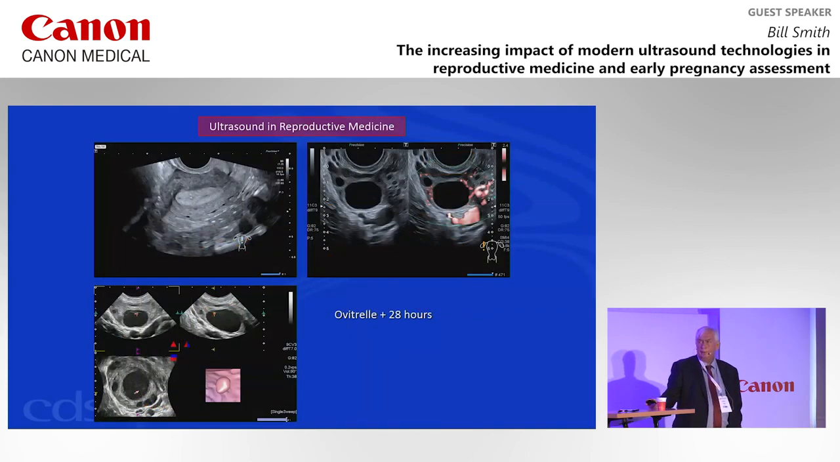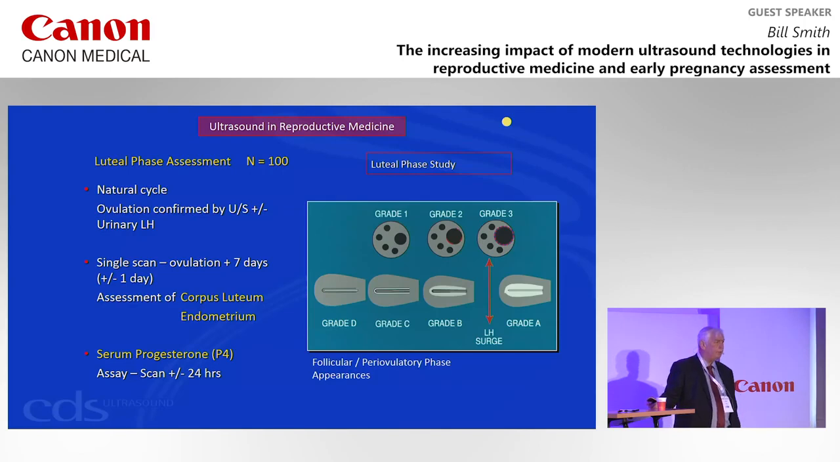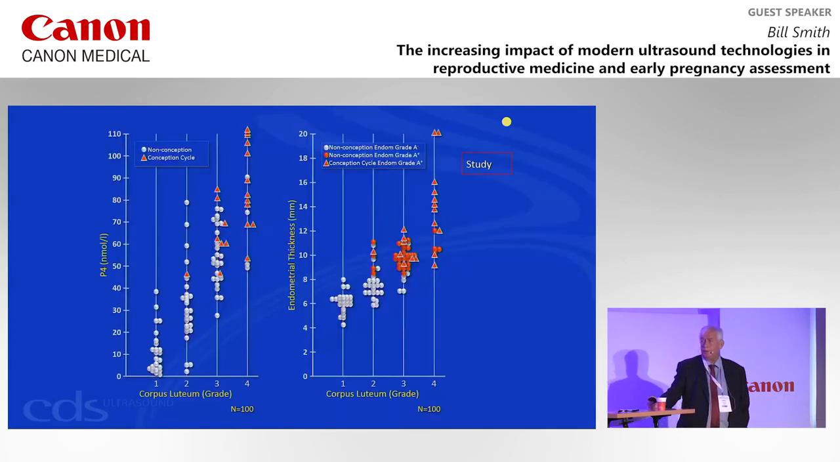And that also applies to post-ovulation as well. This is a study carried out at a similar time, and we presented this work to ESRI. If we look at serum progesterones there and increasing levels of vascularity of the corpus luteum, there's a good correlation between these hormonal changes and ultrasound appearances.